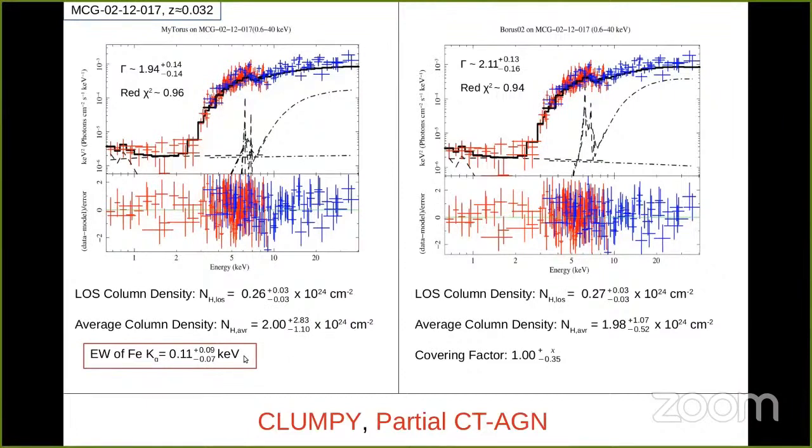Here also, the equivalent width comes much lower than 1 keV, and the covering factor is 1, showing strong obscuration. Thus, for this candidate, we can conclude that it is a partially Compton-thick AGN with clumpy distribution of torus.